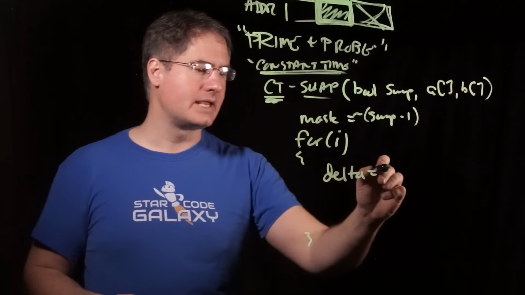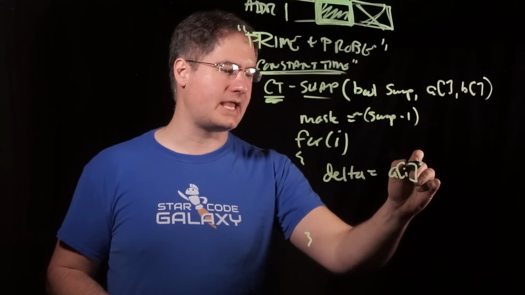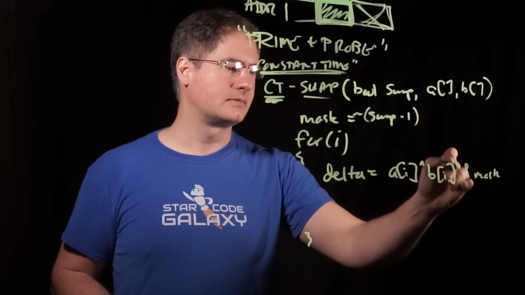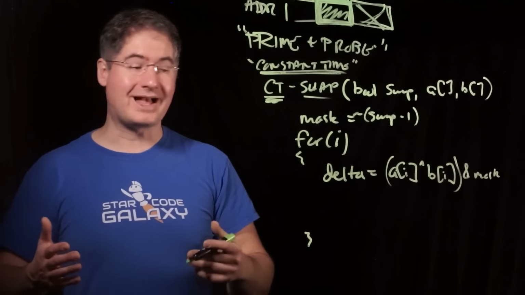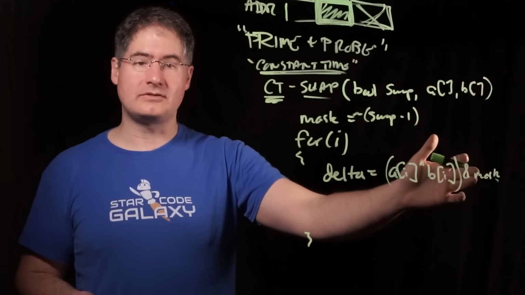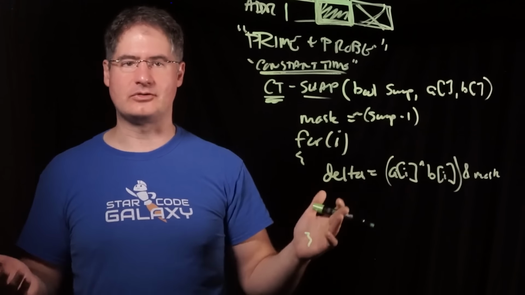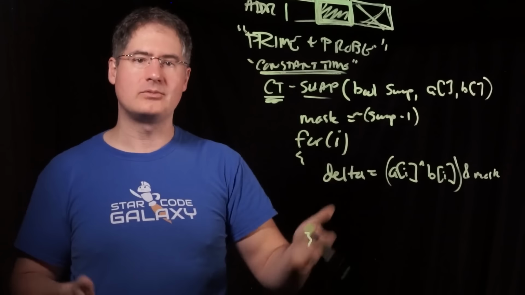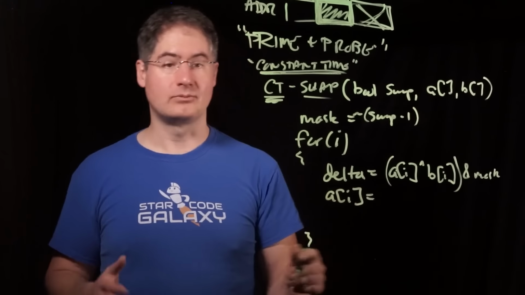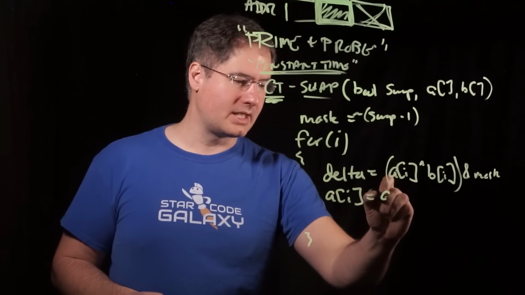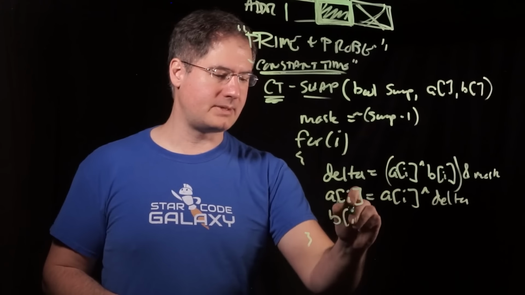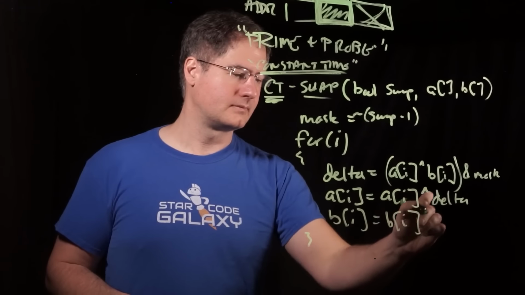That delta is defined as the ith value of A XORed with the ith value of B, ANDed with the mask. So this will just produce either A XOR B if the mask is all ones, or if the mask is all zeros, it just produces 0. So this delta is either 0 or A XOR B. Then we produce the swap, or not, by just doing A[i] XORed with the delta and B[i] XORed with the delta.